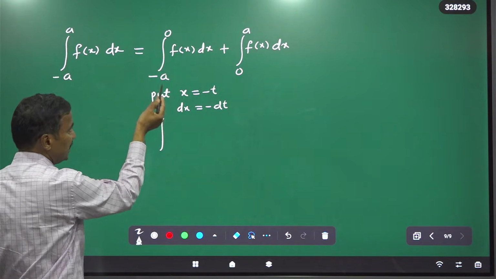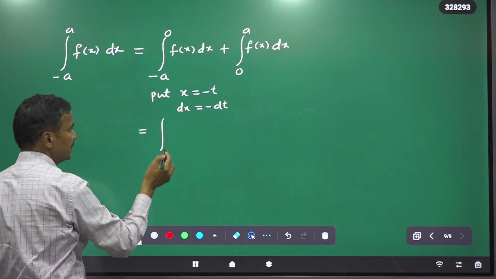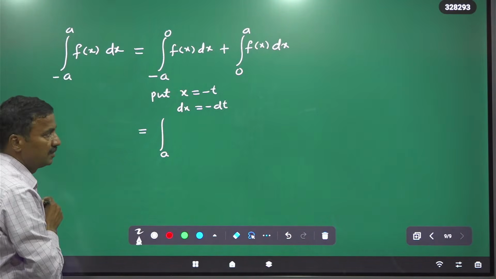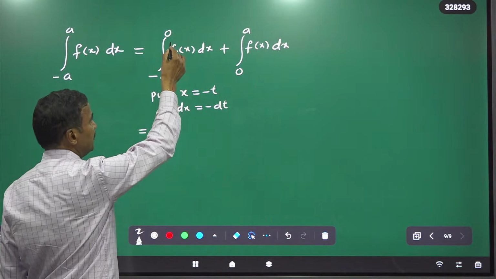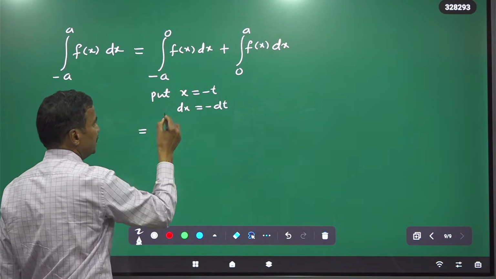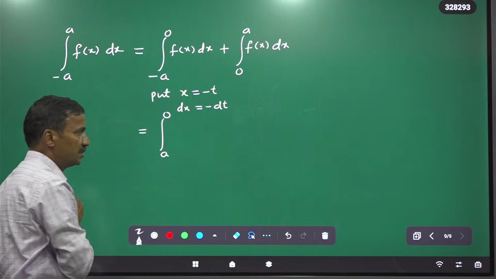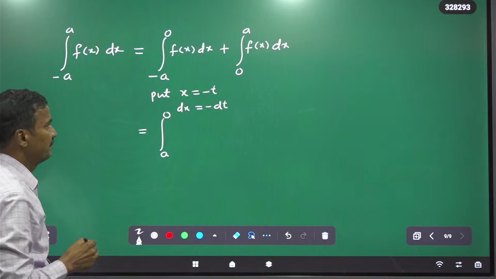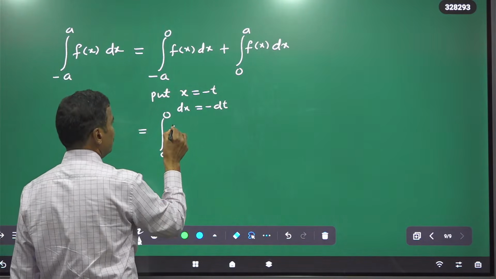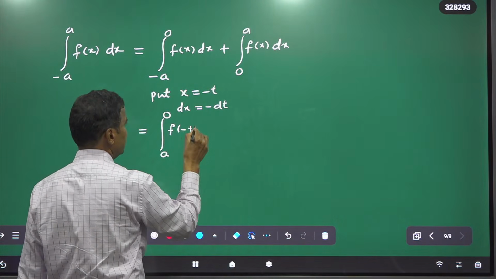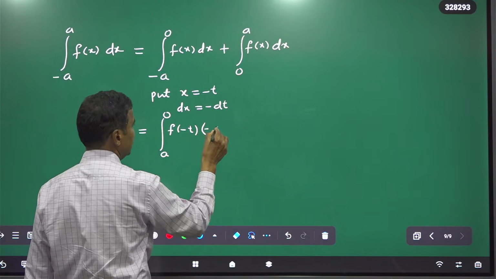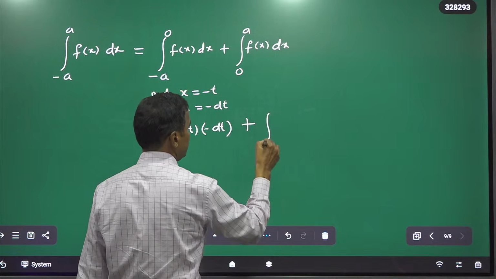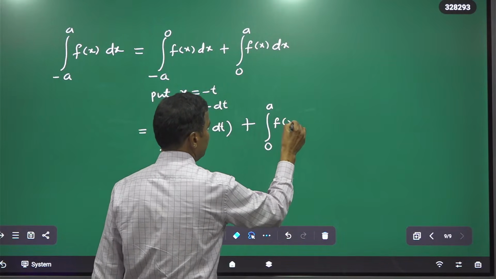If you substitute the lower limit of x, that is minus a, then t becomes a. That is the lower limit of t. And similarly, the upper limit of x is 0, so minus t is equal to 0. Therefore, t is equal to 0. That is the upper limit of t. Then it is f of minus t, because x is equal to minus t and dx is minus dt, plus the second integral as it is, that is 0 to a f of x dx.